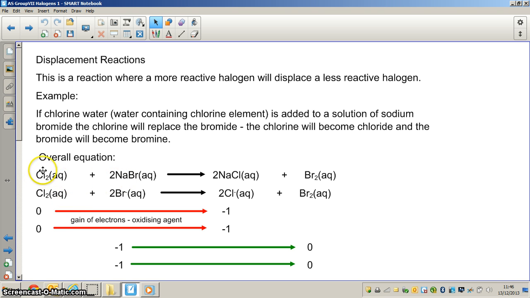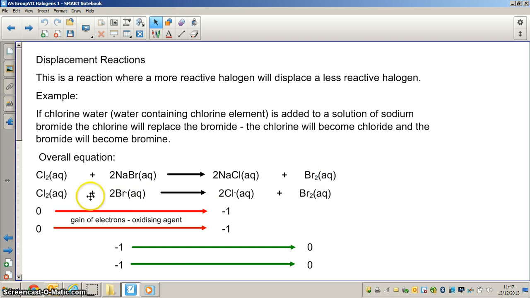The chlorine water is put into sodium bromide solution, and sodium chloride is formed and bromine is released.